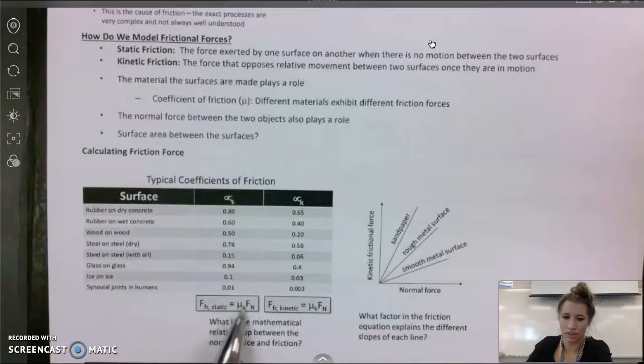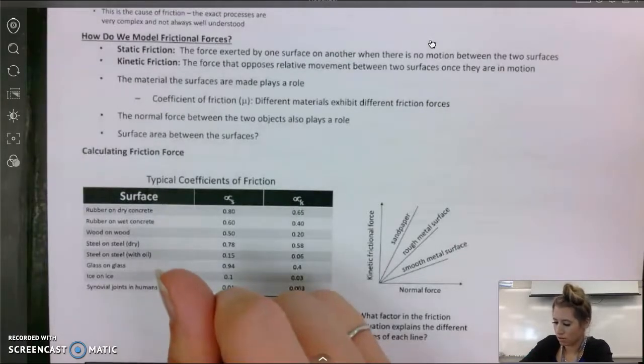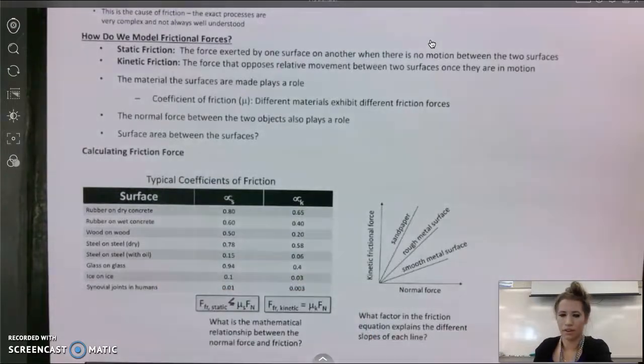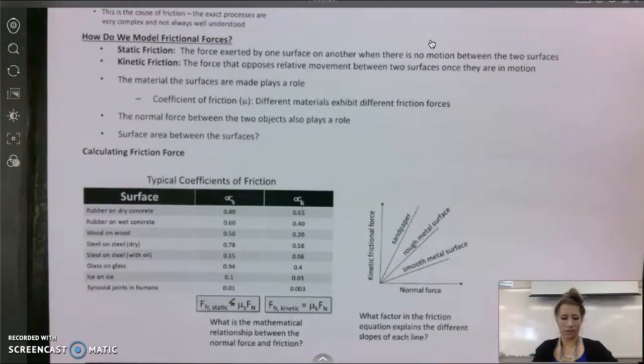And here are the equations. Friction static is the coefficient of static friction multiplied by the normal force. And then friction kinetic is the coefficient of kinetic friction multiplied by the normal force. Now I want you to make one small change in your notes. Here's what I mean. The static friction is going to be less than or equal to its maximum capability. So let's pull out the calculator again and show you what I mean.